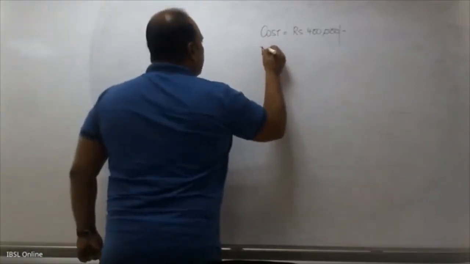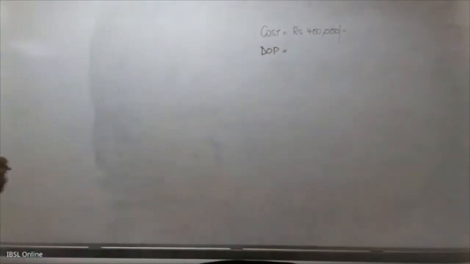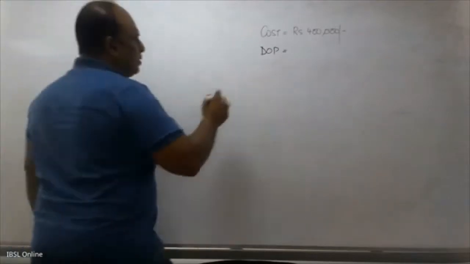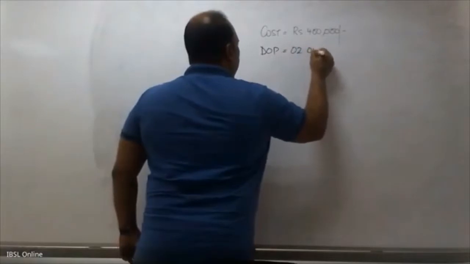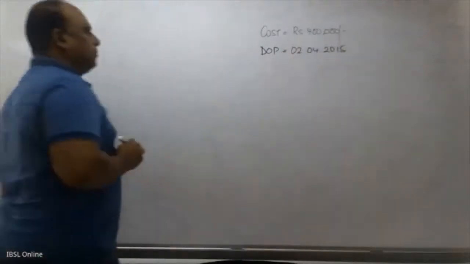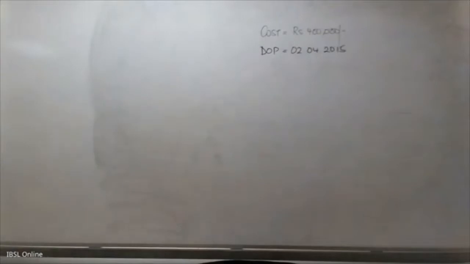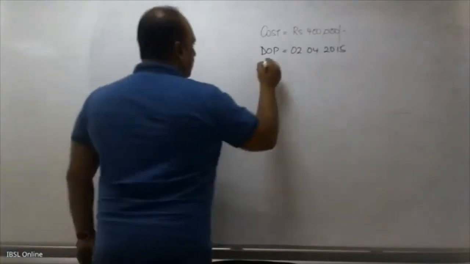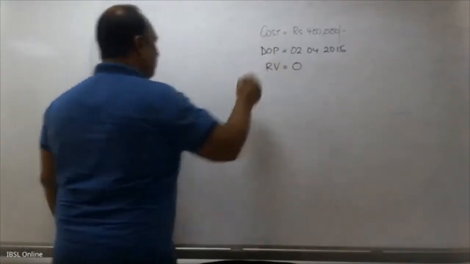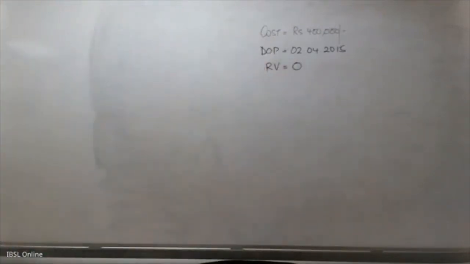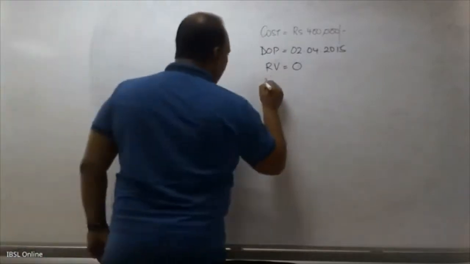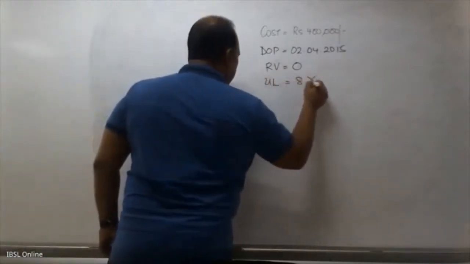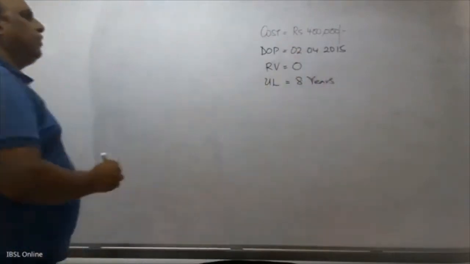So first we take down the piece of information that is available in the question. I hope you have the handout with you. So the cost is given as 400,000 and you have the date of purchase. I will use the short form, DOP, where they say 2nd of April 2015. And they say the residual value is 0, and they have a useful life of 8 years.